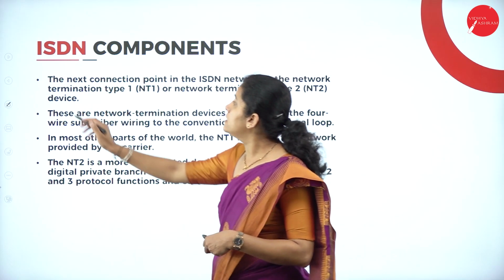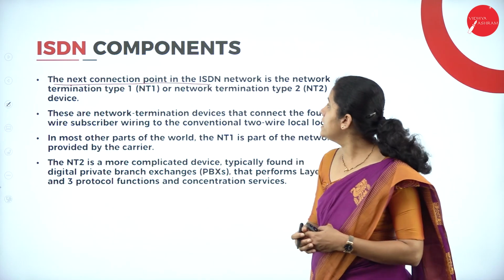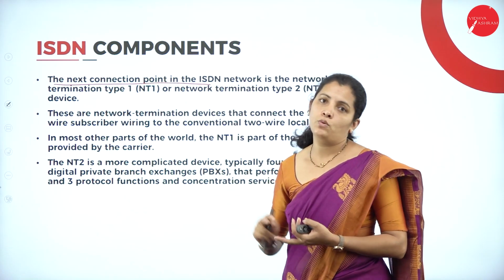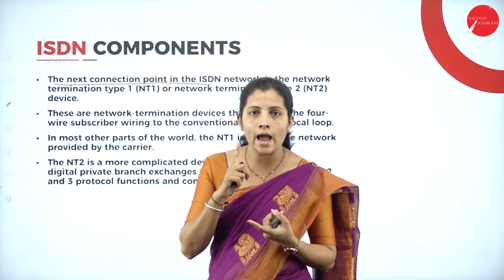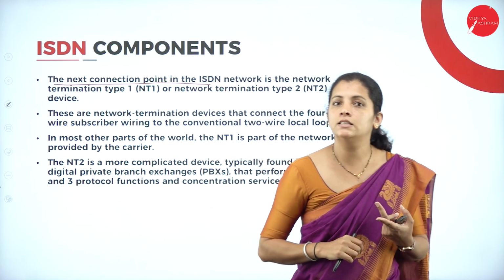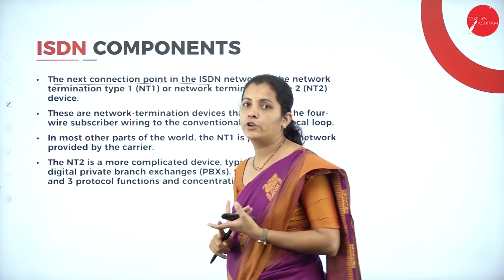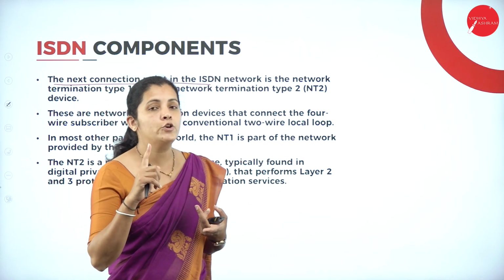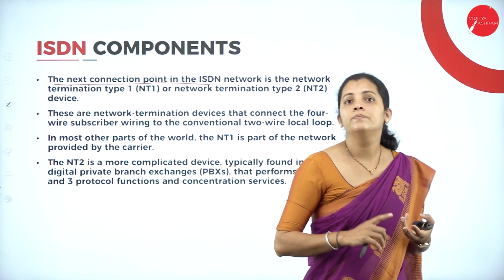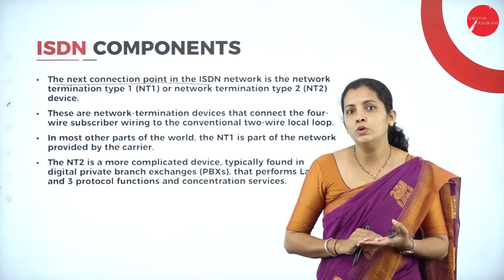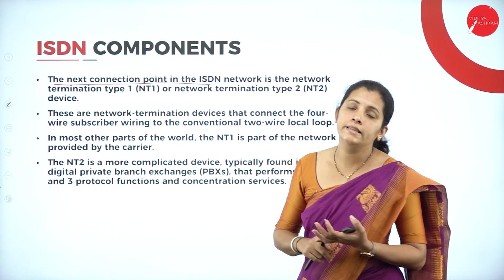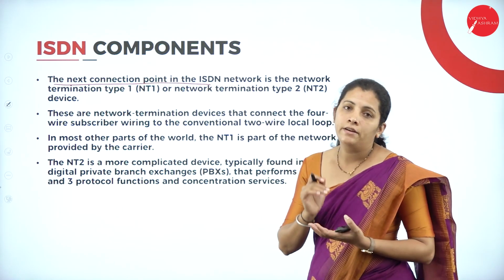Moving further, the next connection point in the ISDN network is the network termination type 2. That means at the beginning we are going to have terminals. In terminals we are going to have terminal equipment. The terminal equipment is further divided into two types, terminal equipment type 1 and terminal equipment type 2. Terminal equipment type 1 is going to use standard ISDN service, whereas terminal equipment type 2 is going to use non-ISDN devices.